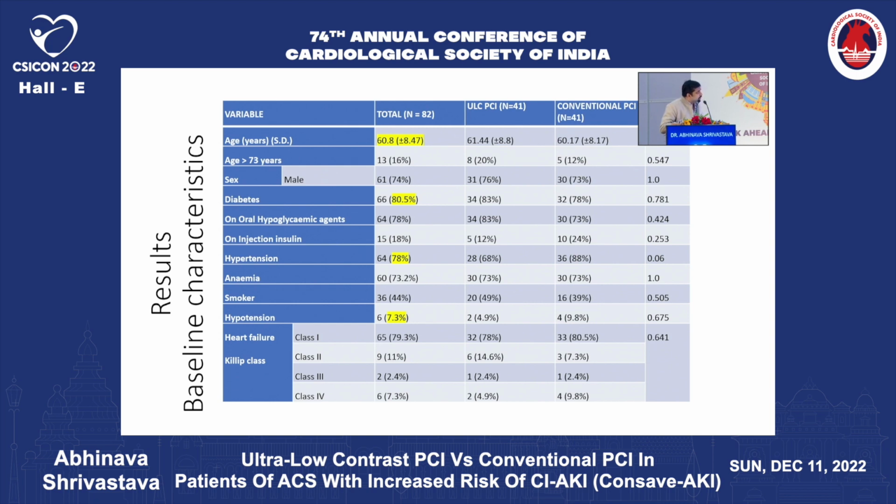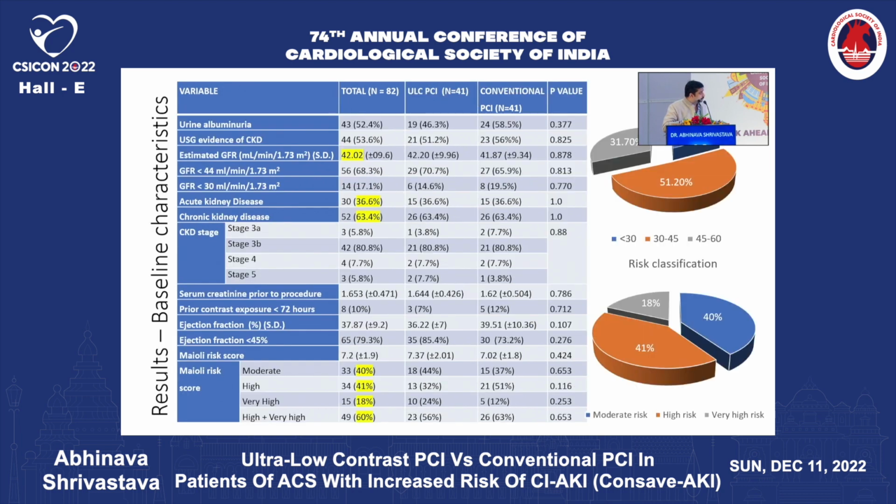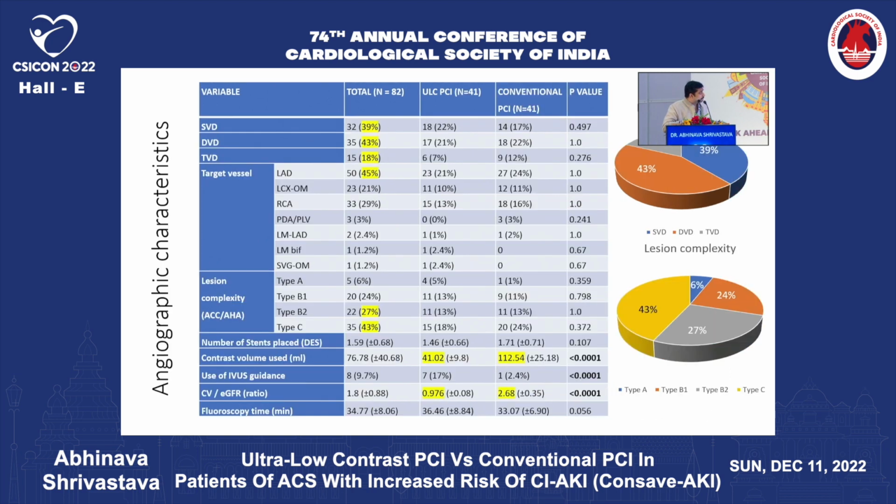In outcomes, the mean age of the patients was 60 years, 80.5% patients were diabetic, 78% patients were hypertensive, and 7.3% patients were in hypotension. The estimated GFR of the group was 42 mean. Acute kidney disease was diagnosed in 36% patients. CKD was diagnosed in 63% patients. The risk stratification of the patients was done using the pre-procedural risk score.